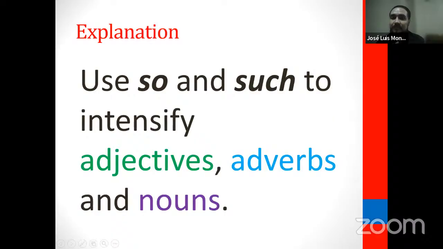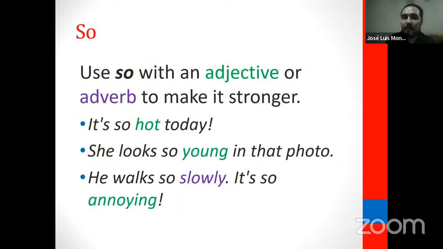First, let's read. Both, okay, can be used to intensify adjectives, adverbs, and nouns. All right, but we know which one is going to be for adjectives and which one is going to be for nouns mainly. Let us start with so. Very briefly, I'm going to read the first part and you read the examples. It says, use so with an adjective or adverb to make it stronger, right? You make it stronger, you intensify the description of that adjective. So let's read the three examples, please.